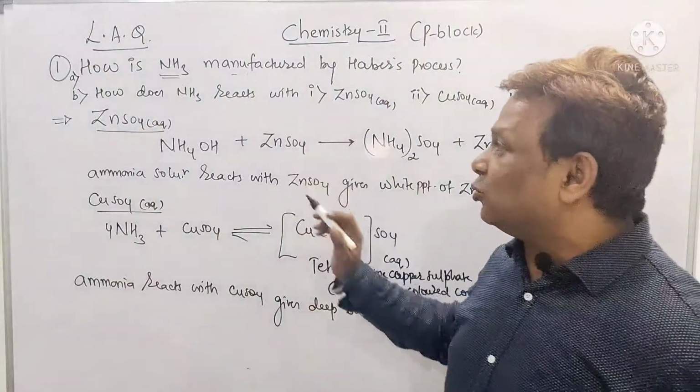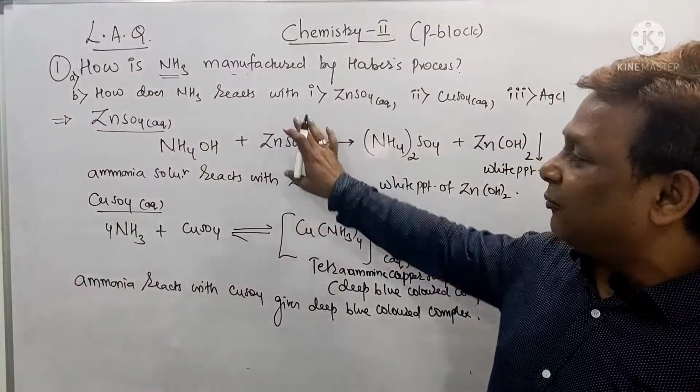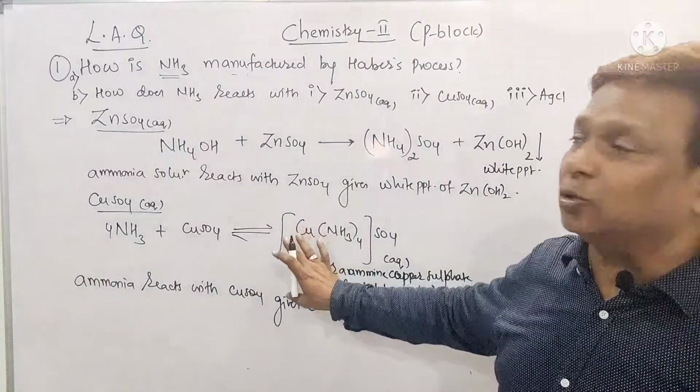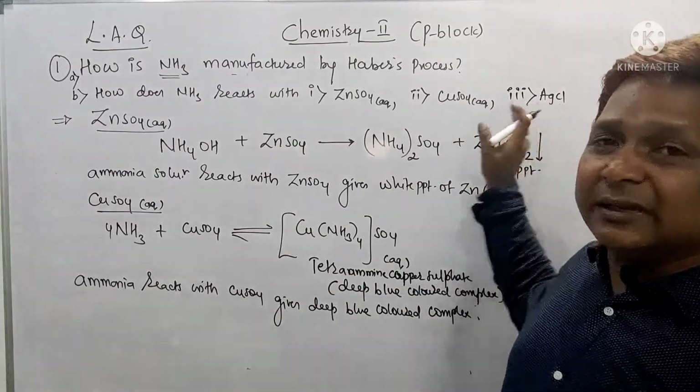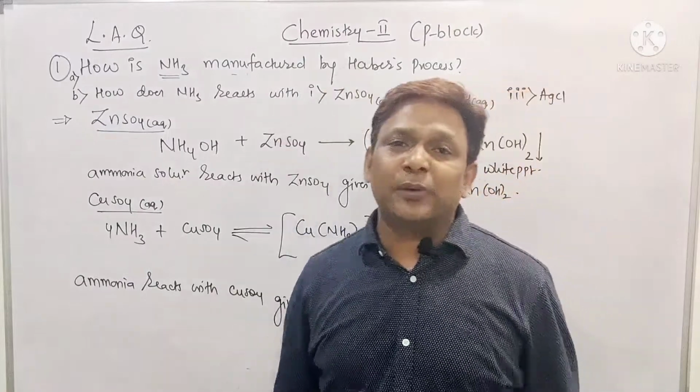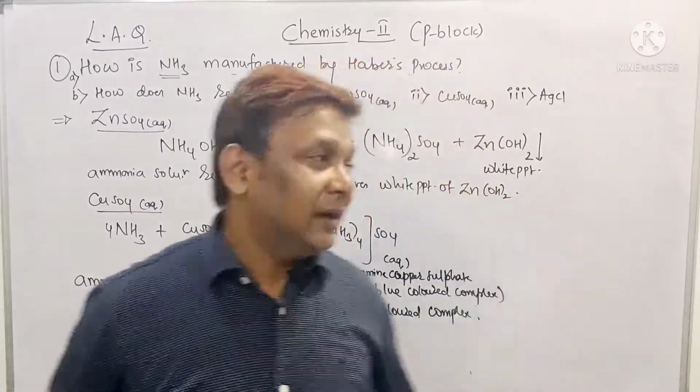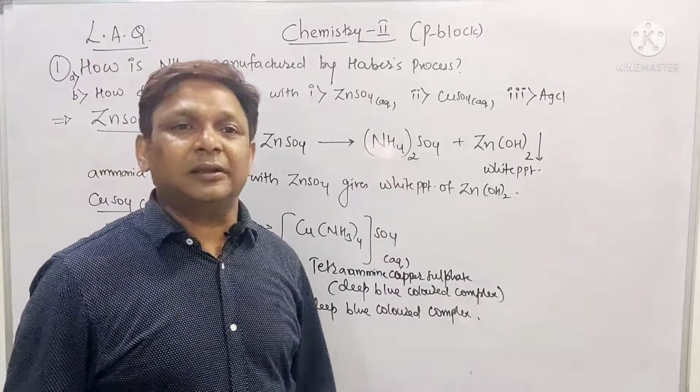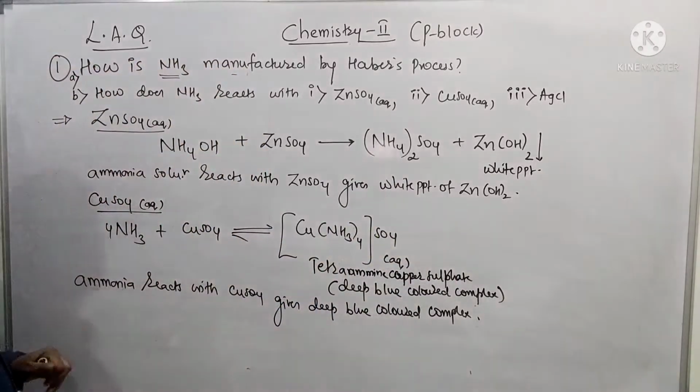So by writing these 2 points, we are getting 1 mark here and 1 mark here, 2 marks, and one more for AgCl, 1 more mark. In the previous first part we are getting 5 marks, and here we are getting 3 marks, 5 plus 3, 8 marks. So please make a note of this once again.